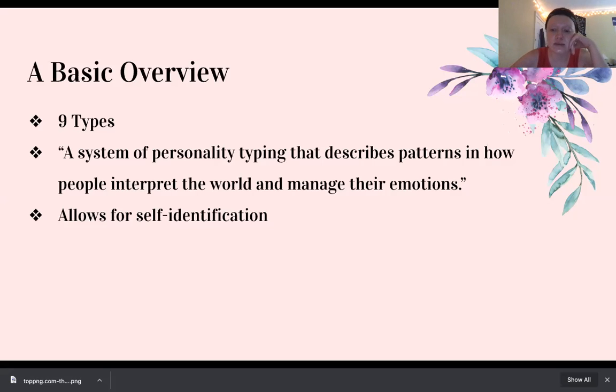The Enneagram is composed of 9 types and is noted as a system of personality typing that describes patterns in how people interpret the world and manage their emotions. There are tests to discover your Enneagram type, but unlike other measures like the Myers-Briggs personality test, which do require a test to figure out your type, the Enneagram does allow for self-identification if you just look at all the characteristics and decide which seems most like you.